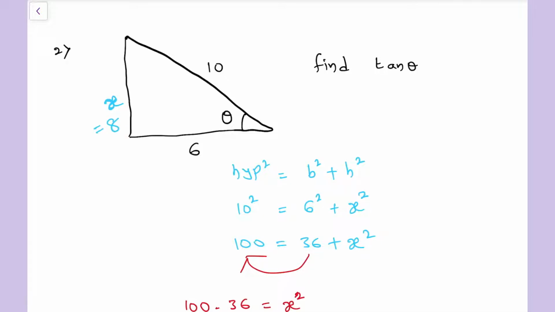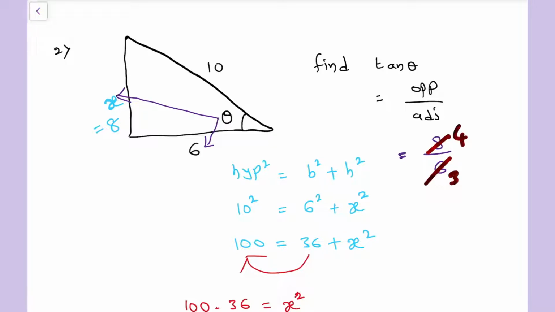Then in the question as usual, he is asking about the tan theta, right? So what is tan theta? Opposite by adjacent. For theta, opposite is x, that is nothing but 8 units, divided by, for theta adjacent is 6 units. 8 divided by 6 is the value. So if you do cancellation, 2 3s are 6 and 2 4s are 8. So our final answer will be 4 divided by 3.